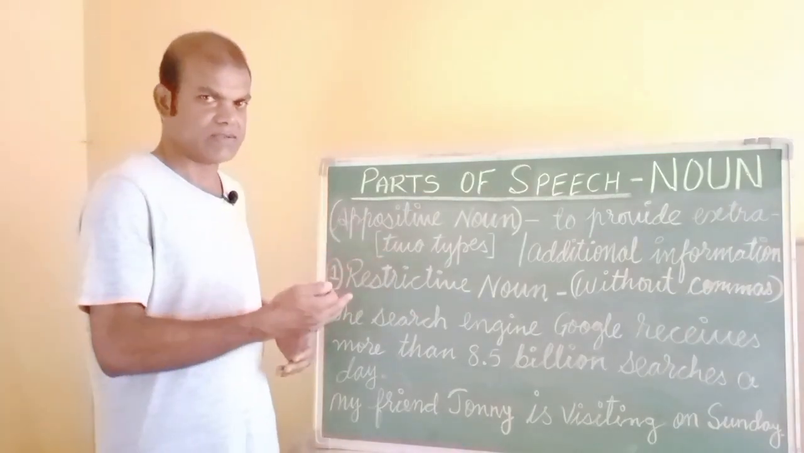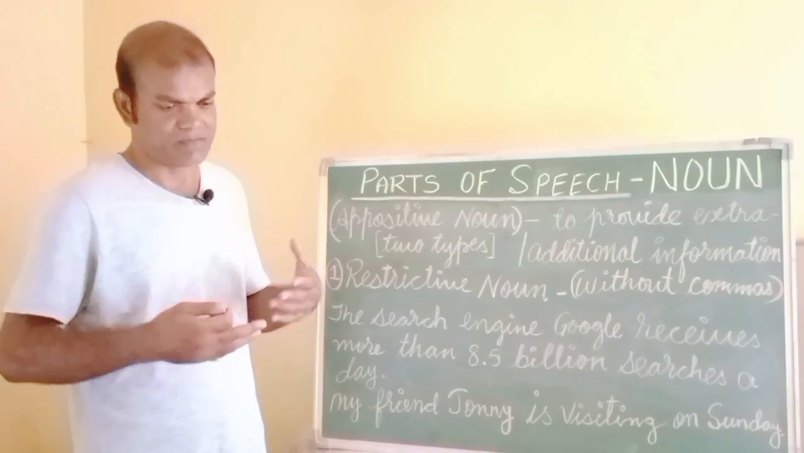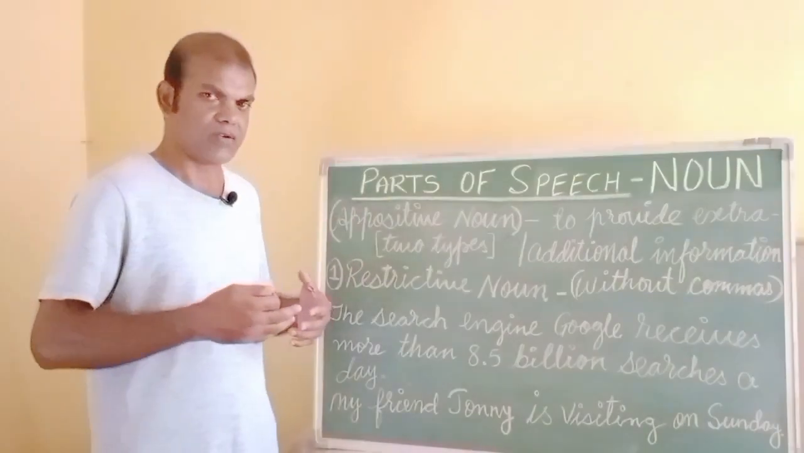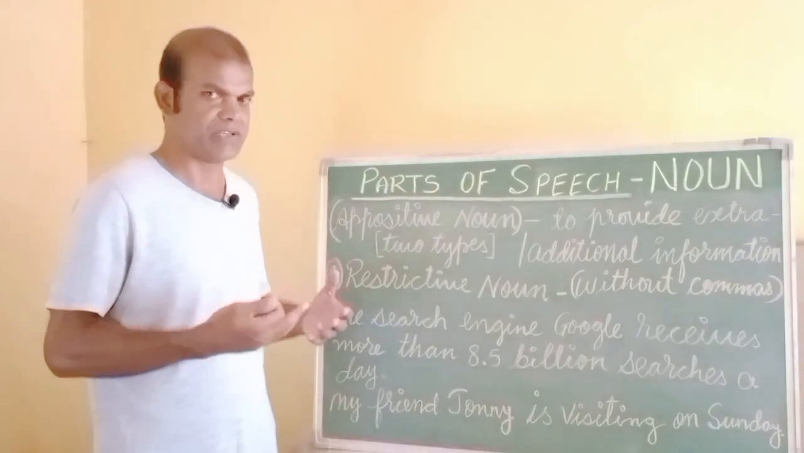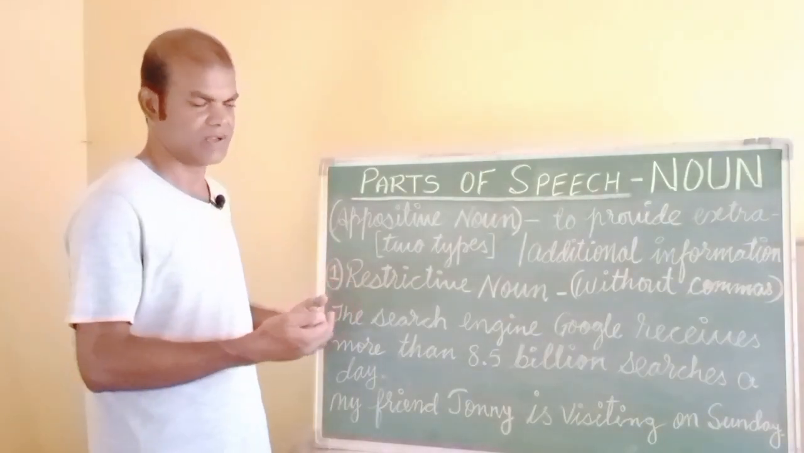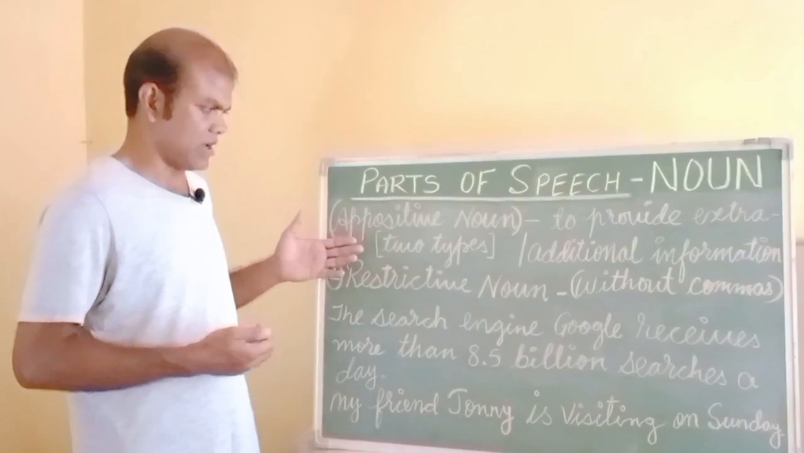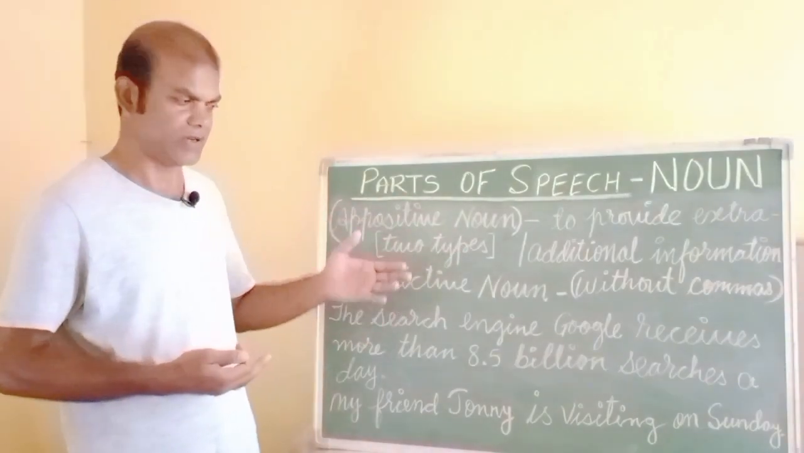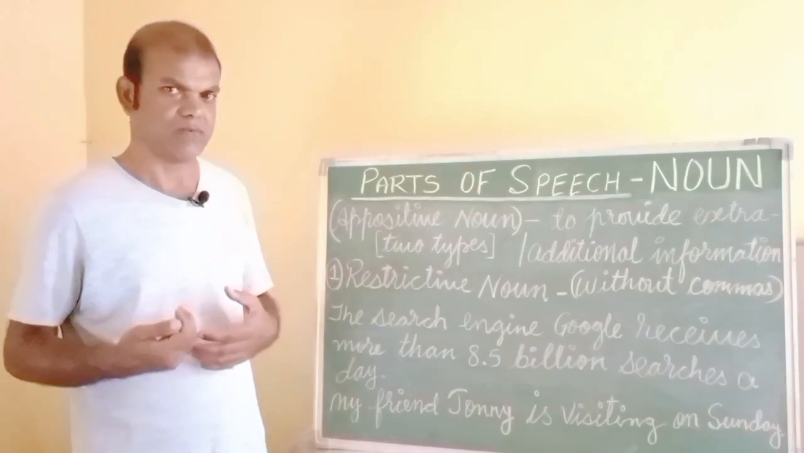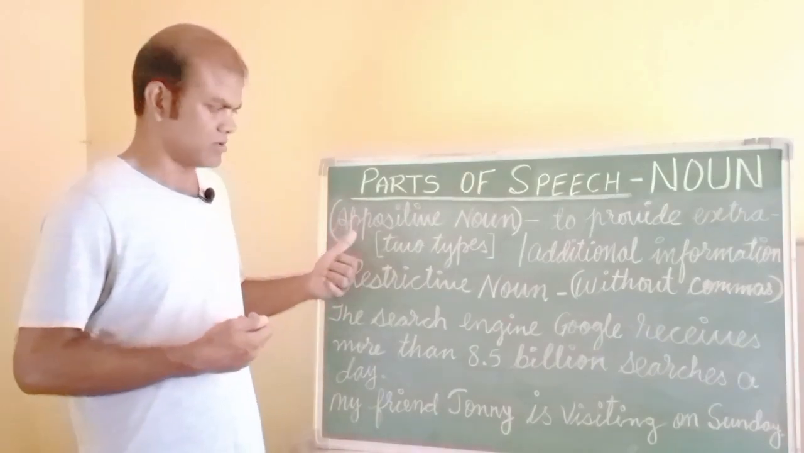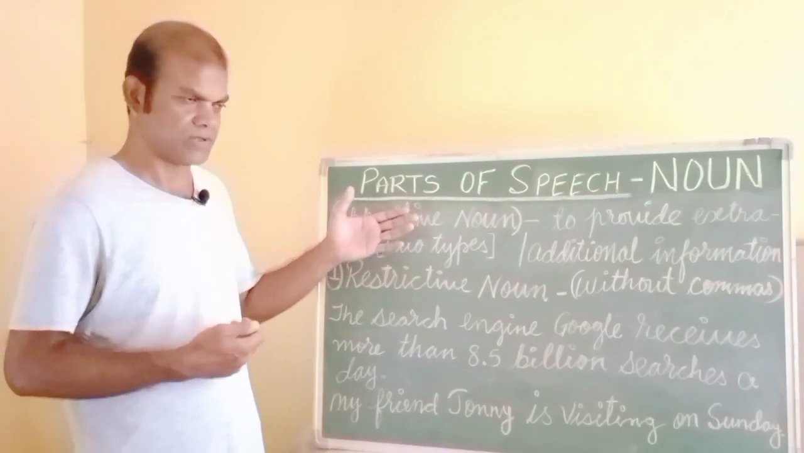In a sentence, a noun can be used in many different forms. In this lesson, we are going to go with the four major forms which are very common and most used in English. One of those is the appositive noun. We are going to discuss the appositive noun in today's lesson, and the other forms we'll see in my next video.